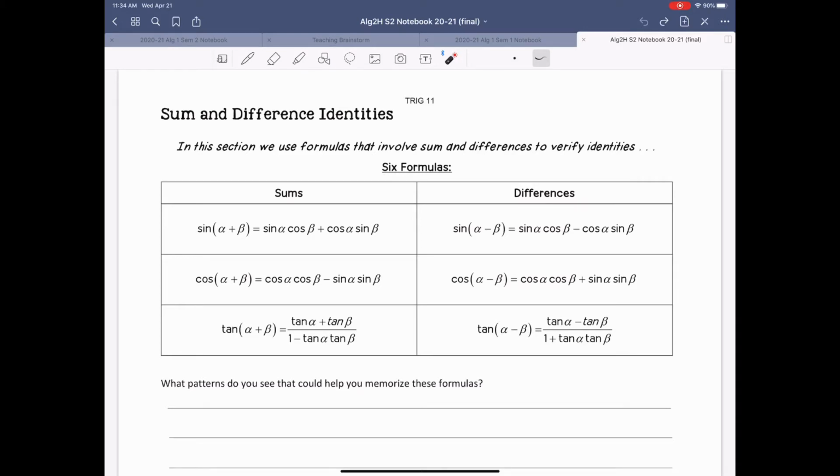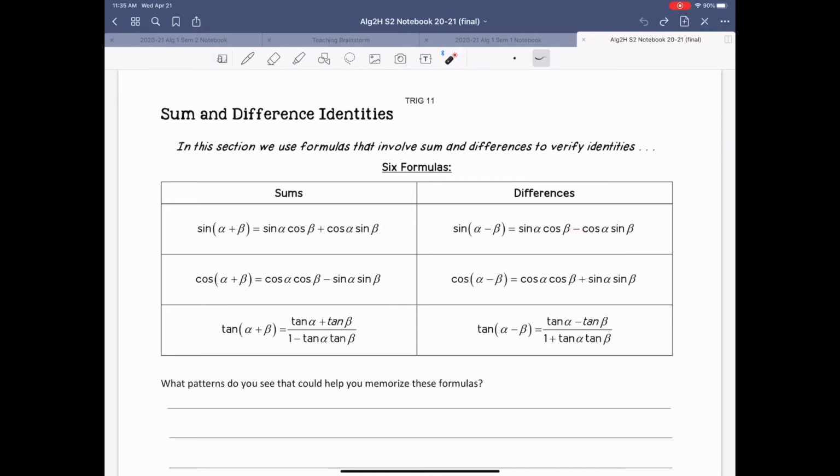Now let's talk about the difference identities. So we can also do the same thing for the difference of 2 angle measures. Let's go ahead and start with the sine of alpha minus beta. That's going to break up into the sine of alpha times the cosine of beta minus the cosine of alpha times the sine of beta. So notice how it's the same formula as the sum identity. The only difference is the sign in the middle changed to a negative.